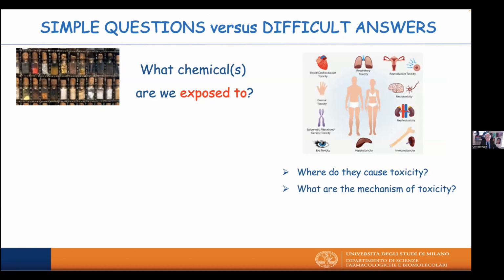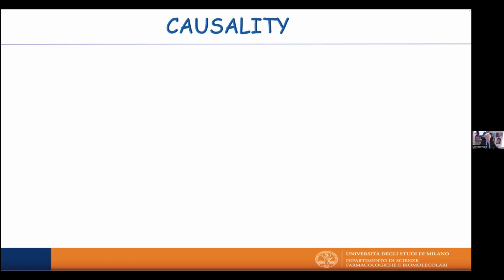Now, another question is, what are the mechanisms of toxicity? That is a very important concept, because when you extrapolate results from experimental data from animals to humans, it's quite important to know if the mechanism of toxicity is similar, because otherwise you are extrapolating something that is wrong. Now, concerning the mode of action, the most important parameter is the causality.